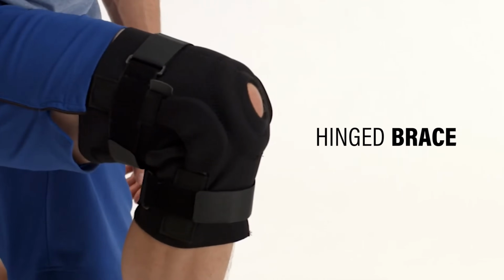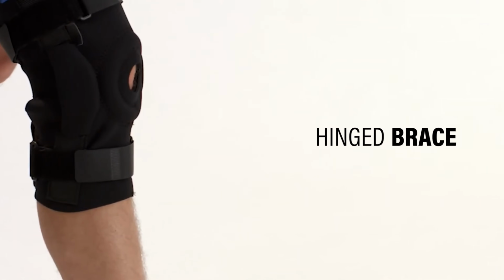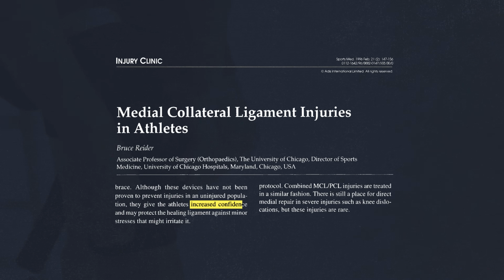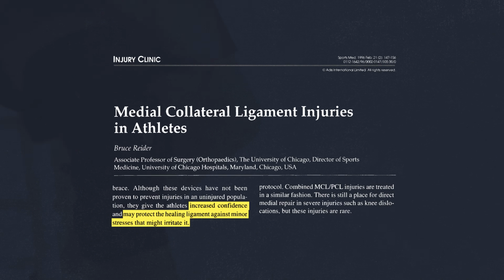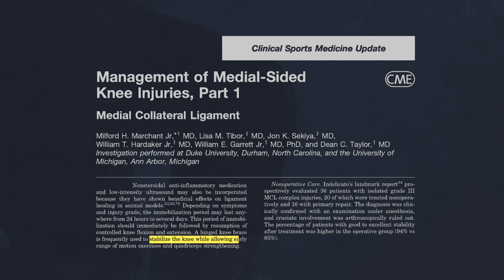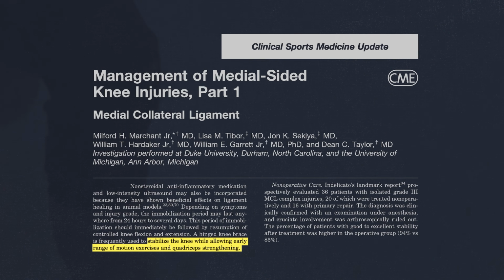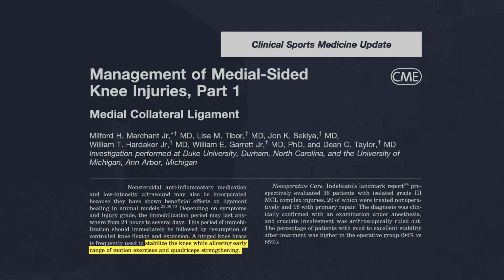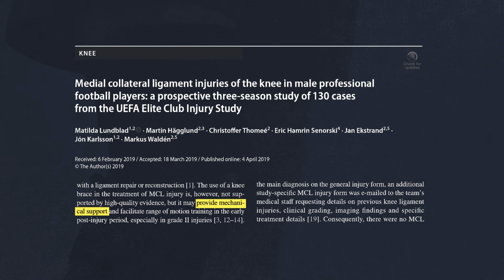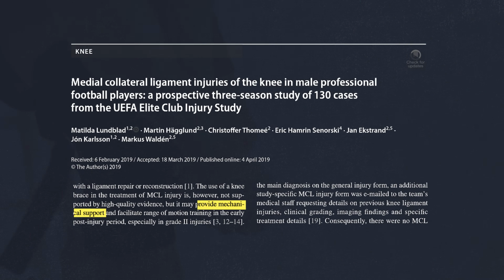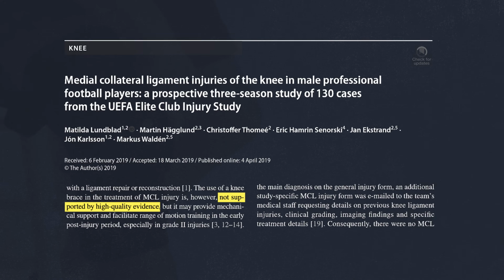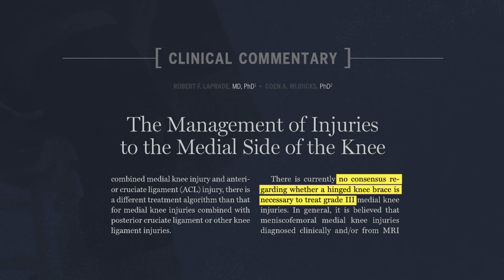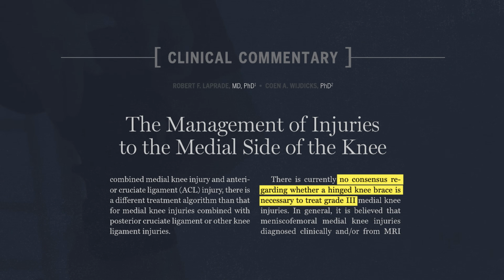The use of a hinge brace is commonly used during MCL rehab. This brace may increase your confidence and protect the ligament against minor stresses that might irritate it. Furthermore, it can help stabilize the knee when allowing early range of motion exercises and quadricep strengthening, as well as provide mechanical support. However, it should be noted that a hinge brace is not supported by high quality evidence, and there's no consensus on whether or not it is even necessary for more severe injuries.